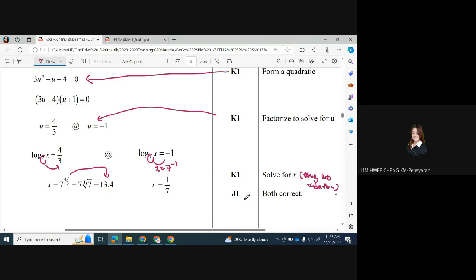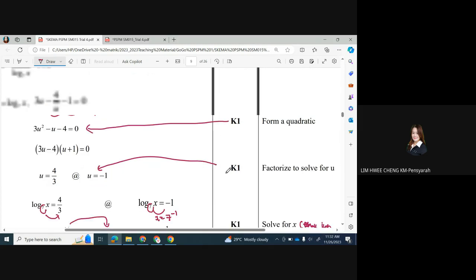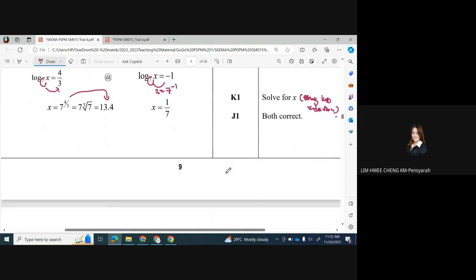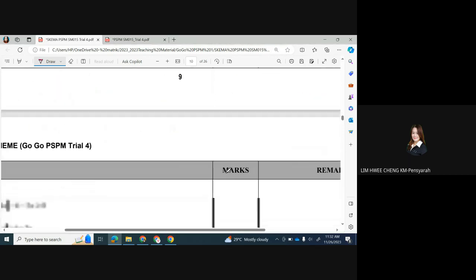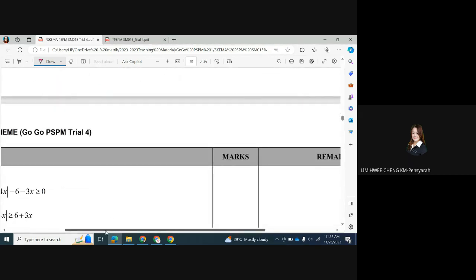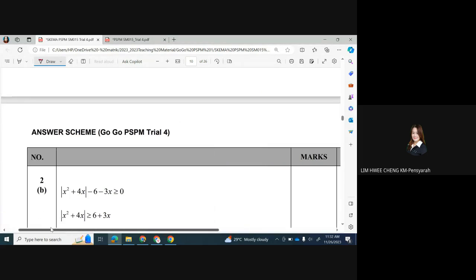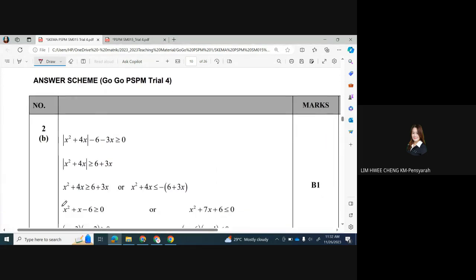Okay, kira markah untuk soalan kedua. Berapa markah you dah dapat? Kalau betul, betul lah. Salah, salah. Okay, soalan ke B. Absolute. Okay, kita kena pindah dulu until we get this.